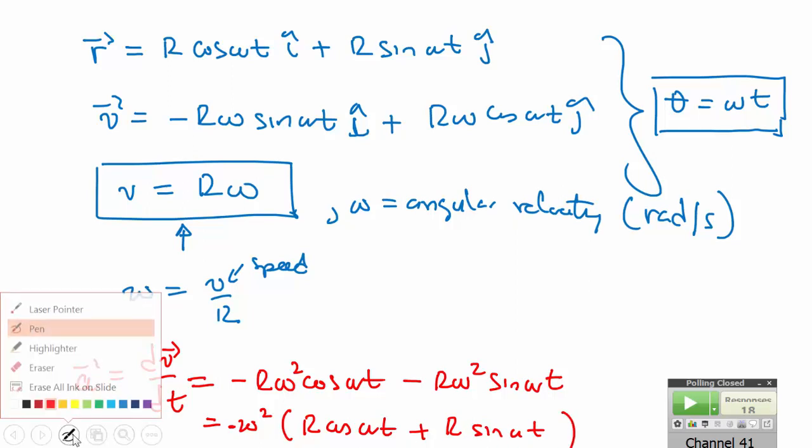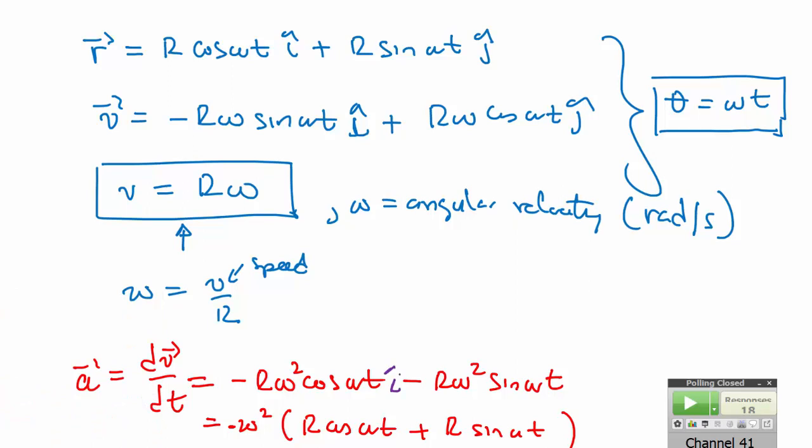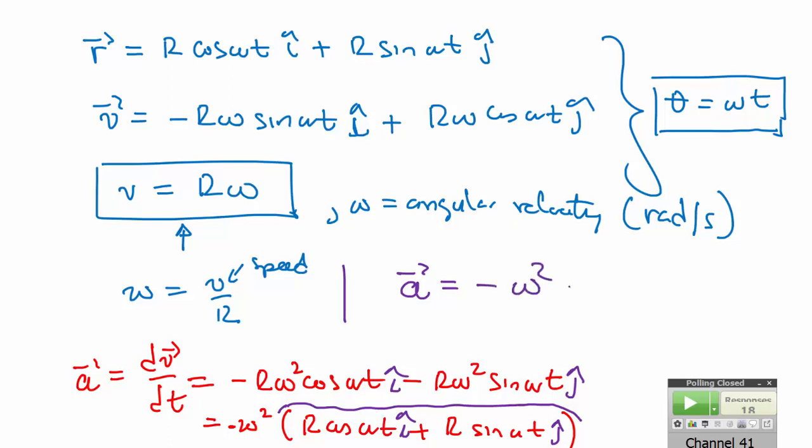What is missing? The i's and the j's. This is i, that is j. This is i, and that is j. My fellow students, what does this represent here? That's the position vector, right? Yeah. What this means is that the acceleration vector a is equal to negative omega squared multiplied by what? The position vector. This is a very important equation. So the centripetal acceleration of the object is given by omega squared what? R. In other words, the centripetal acceleration a is equal to omega squared r.